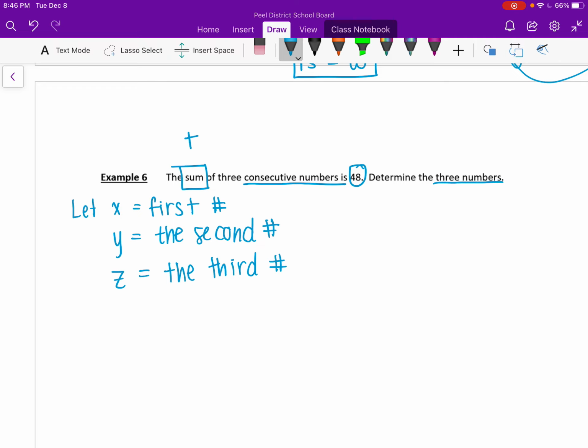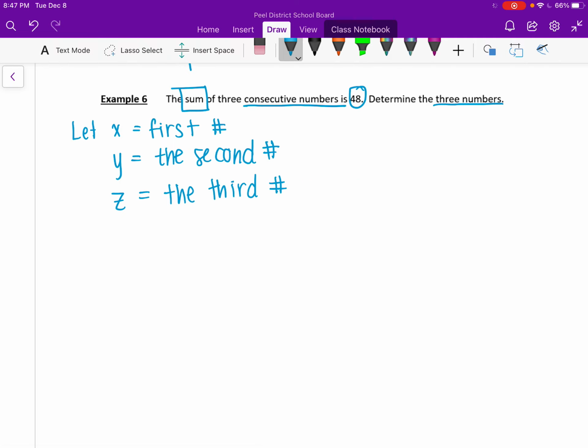And let's all kind of define this in terms of x, right? So if x is the first number, x is just going to stay the same. So I'm just going to write this in here. So sum, we'll also write sum is equal to first number plus the second number plus the third number, which is equal to x plus y plus z. And that's going to equal 48.